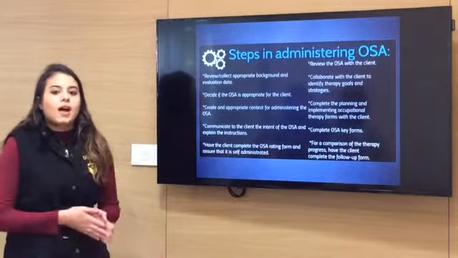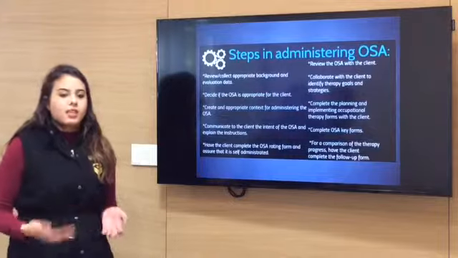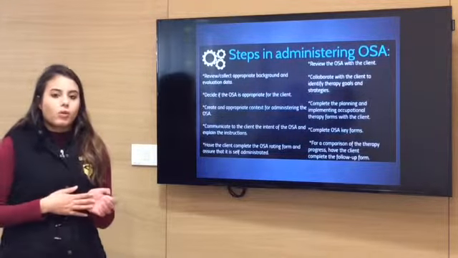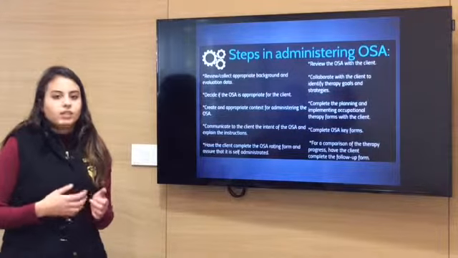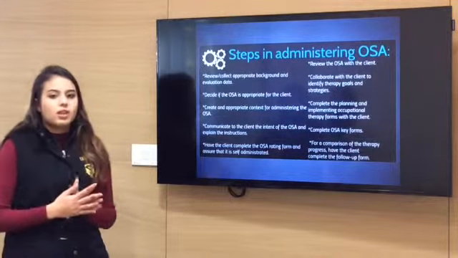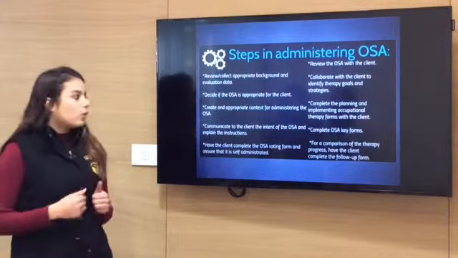After that, we let the client complete the OSA form in order to ensure that it is self-administered. Then we review the OSA with the client. After that, we collaborate with the client to identify the therapy goals and strategies. Then we complete the planning and we implement the occupational therapy forms with the client, and we complete the OSA key forms, and eventually for comparison for the therapy purpose we let the client complete a follow-up form.